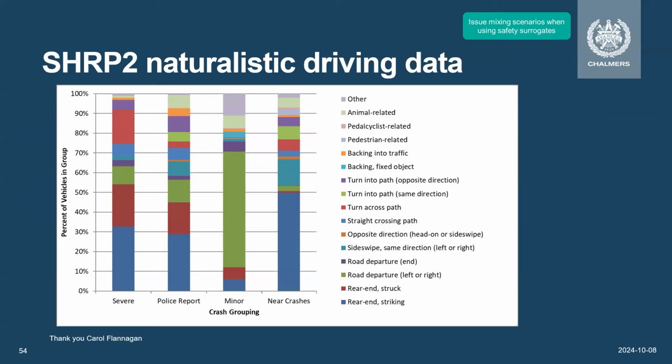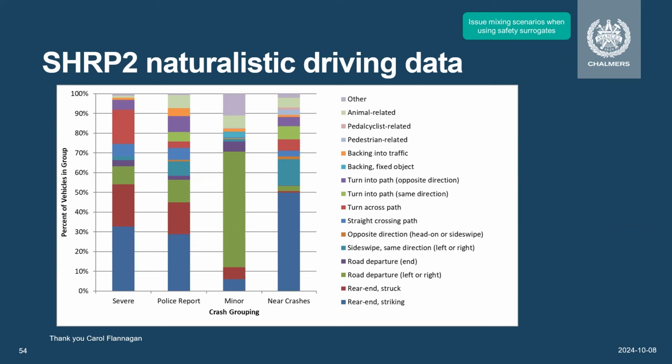This is from the SHRP 2 naturalistic driving study. This is data that was collected over 2 years for over 3,000 cars. And they have different levels of severity. You have near crashes, minor crashes, police-reported crashes, and severe crashes. This study cost like $100 million or something like that in total, the whole study. On the right, you have different scenarios. So here you have rear-end striking, you have sideswipe, you have crossings and things like that. And what you have, these nice colors that you see, is just the proportions between the different scenarios, how they contribute.